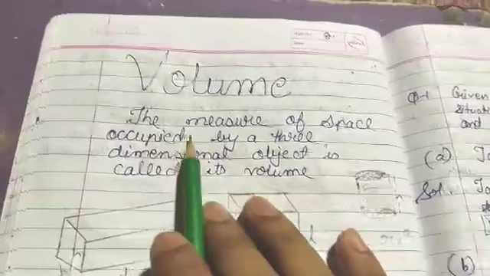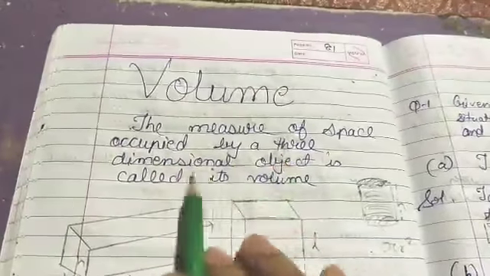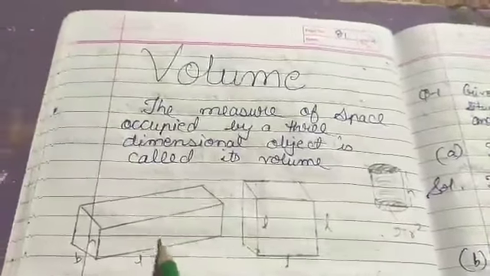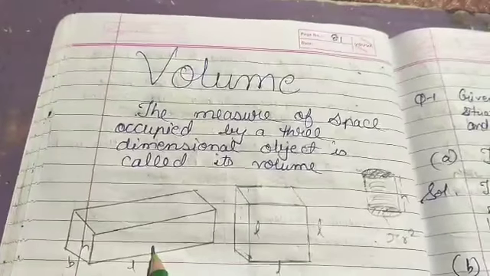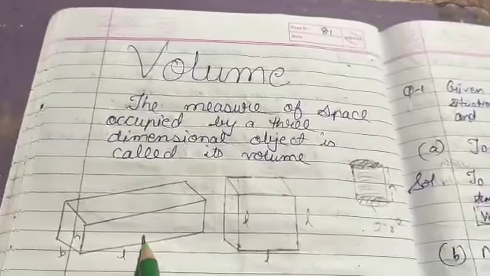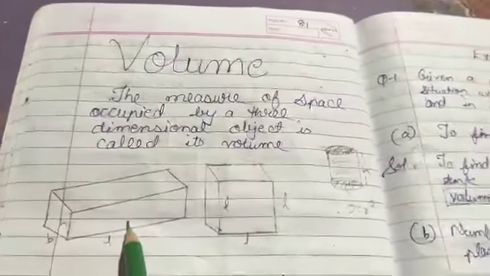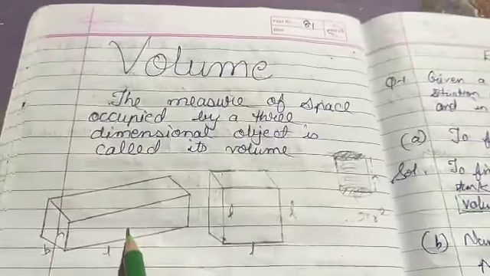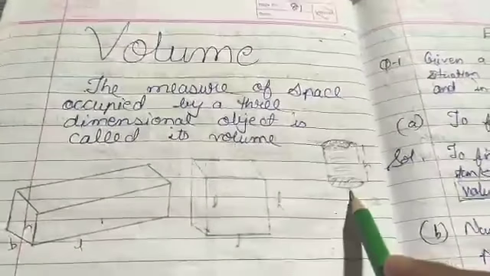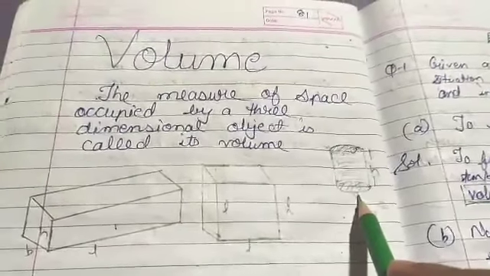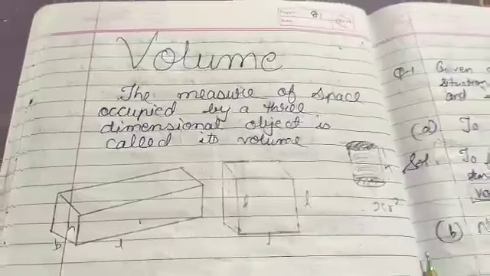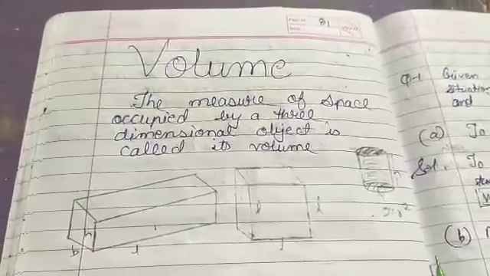Volume means the measure of space occupied by a three-dimensional object. Take for example, if any object is filled with any liquid or any solid things, it is known as the volume of that object. Now see here, cylindrical tank. Take for example any cylindrical water tank, or the example of a brick.